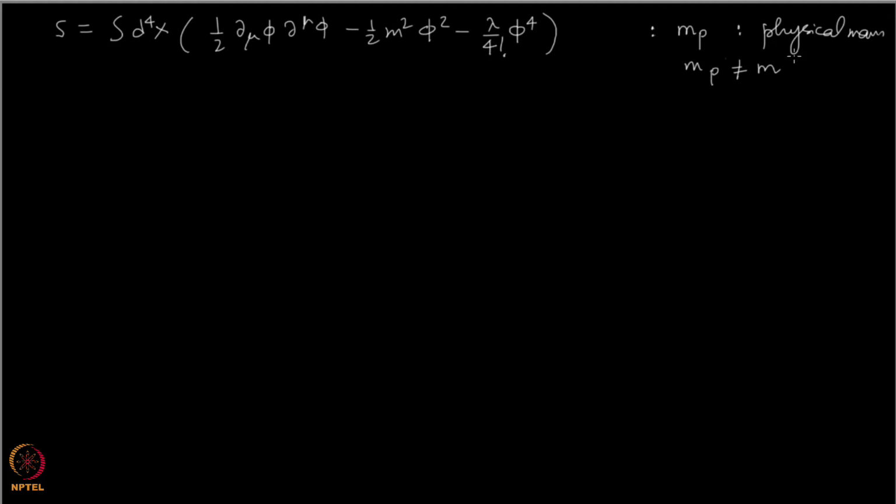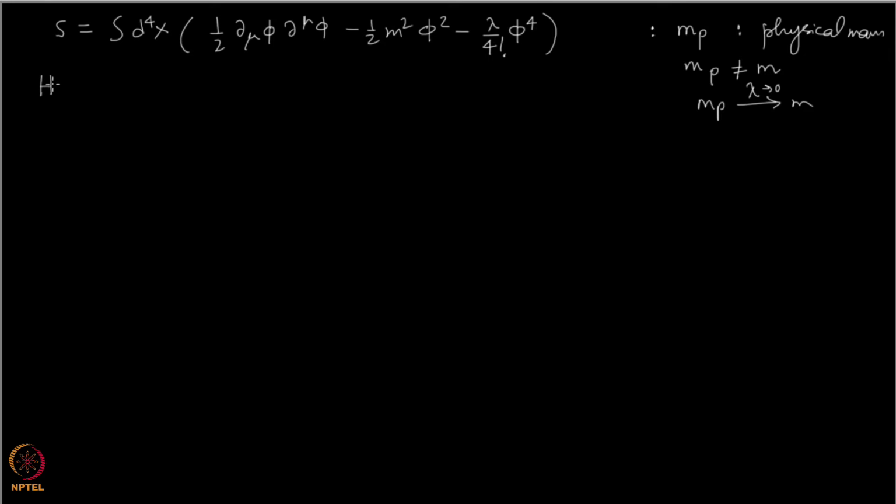So in general, mp will not be equal to m, and in fact the physical mass would be some function of m and lambda. Okay, and if you were to take lambda to go to 0, then of course physical mass will go towards m. So physical mass will go towards m if lambda goes to 0. Okay, but in general and in the interacting theory, the coefficient of the quadratic term is not going to be the physical mass. Okay, so that is one thing we should keep in mind.